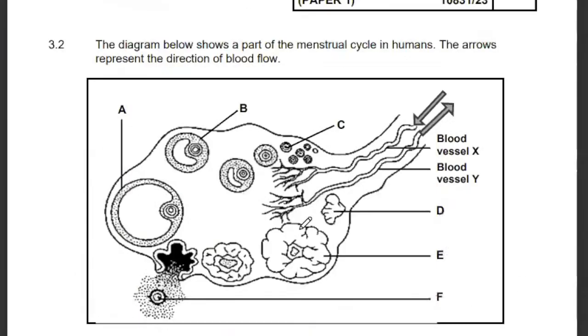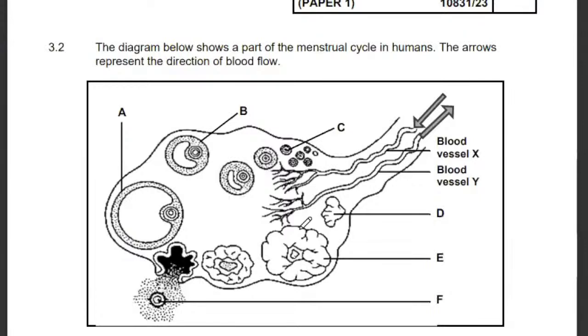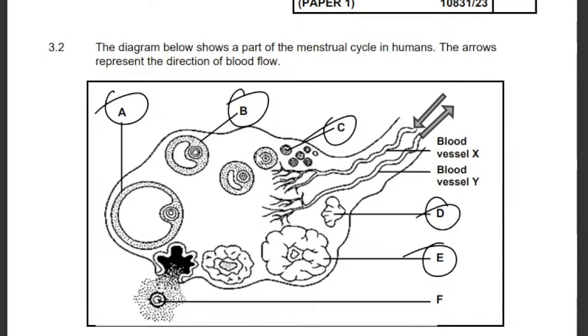So the next question is about the ovarian cycle. What are they asking you? Label everything. This is the mature Graafian follicle. I always tell you to call it mature Graafian follicle because it's not just Graafian follicle. This one is still developing, so it's immature Graafian, but this is the mature Graafian. This is the corpus luteum, when the empty Graafian follicle has released the ovum, it becomes corpus luteum. Even this one is corpus luteum, but it is shrinking, and then this is the ovum.